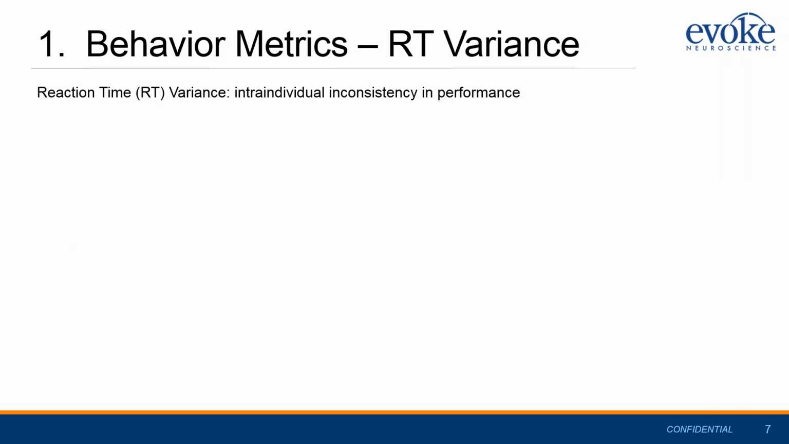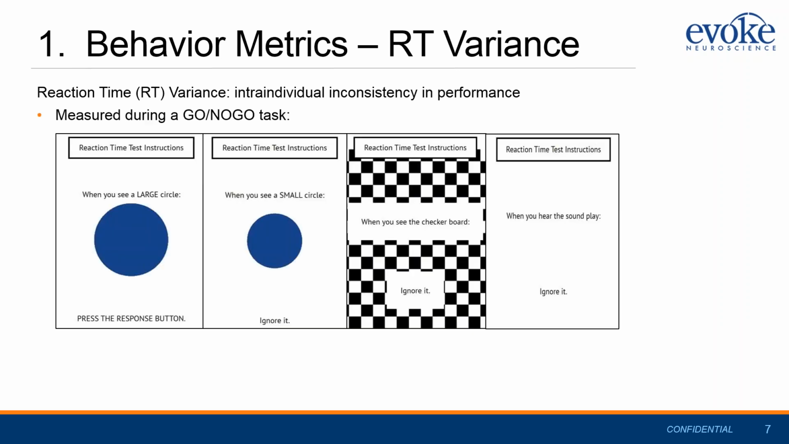So starting off first with behavior metrics and reaction time variance. The technical definition for this is intra-individual inconsistency in performance. It's kind of a beefy definition, so let's break it down. Intra-individual, so you're looking at one person alone, so one patient. Inconsistency in performance. Are they responding well and very reliably and consistently, or sometimes they're right on the money and sometimes they're totally off? So how consistent is this one patient in their performance?